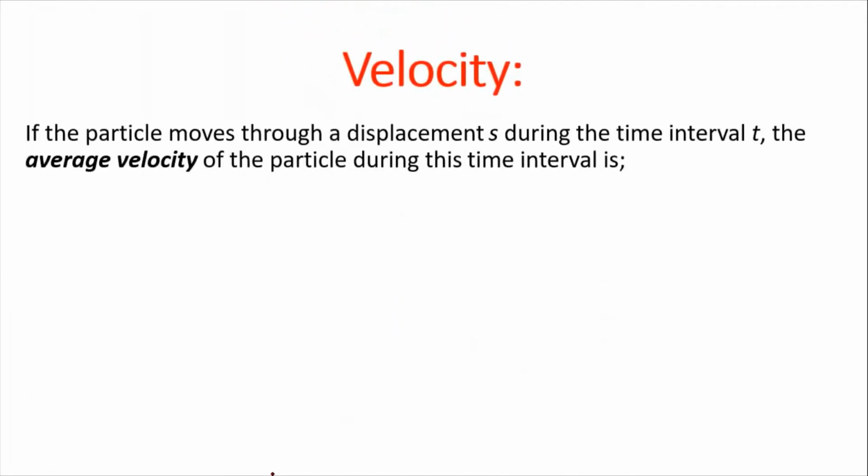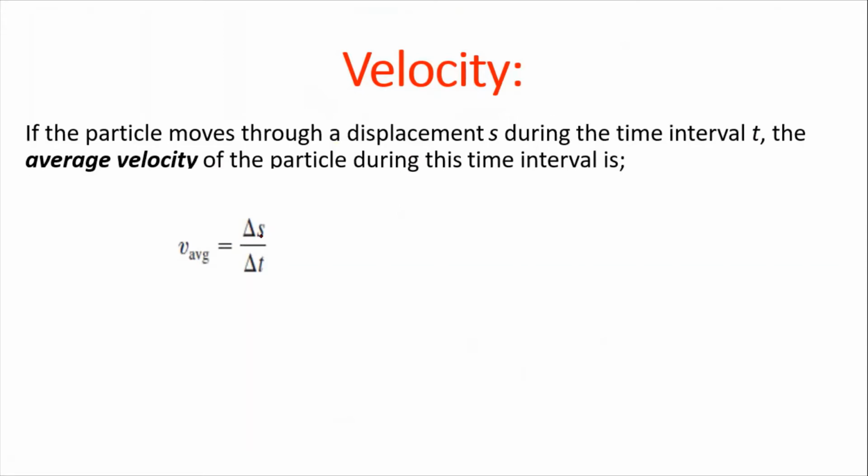I am moving towards the next slide, and this is velocity. If the particle moves through a displacement delta s during the time interval t, what is the average velocity of the particle during this time interval?